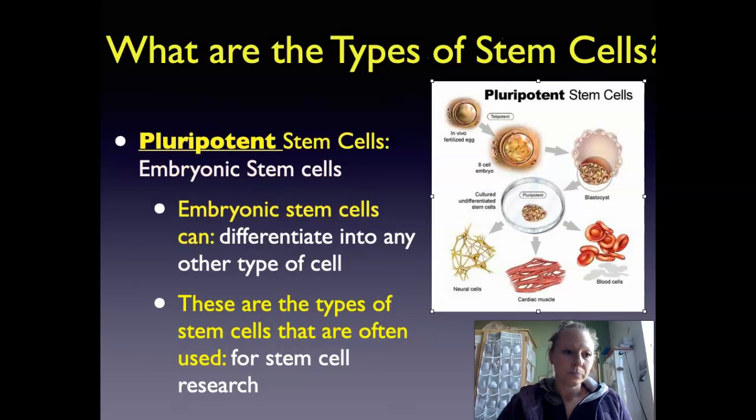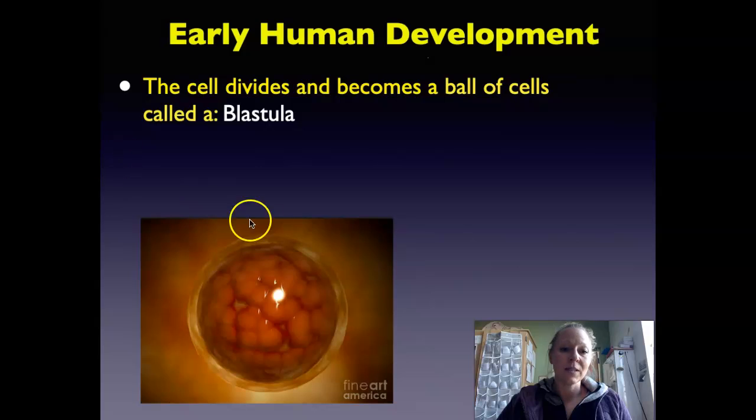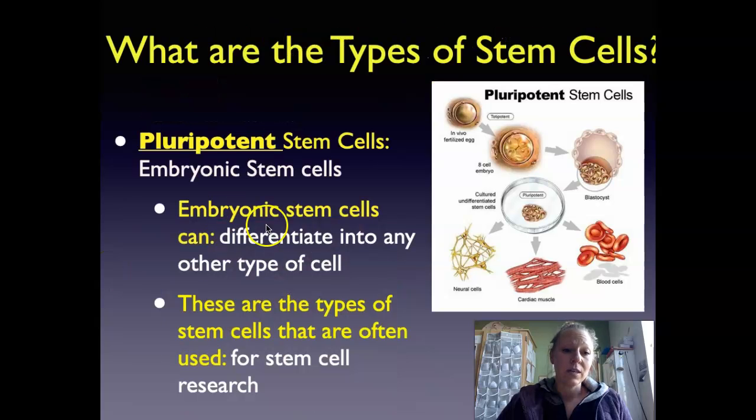So here, if we look at this ball of cells, these are completely blank. Some of these cells are going to turn into bone cells, some of them are going to turn into muscle cells, some of them are going to turn into skin cells. They are completely blank. They can turn into anything. That is called a pluripotent stem cell or an embryonic stem cell. Now, these are often the types of stem cells that are used for research, because they can turn into anything.